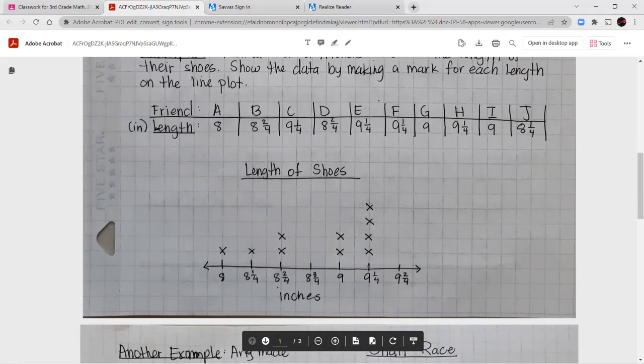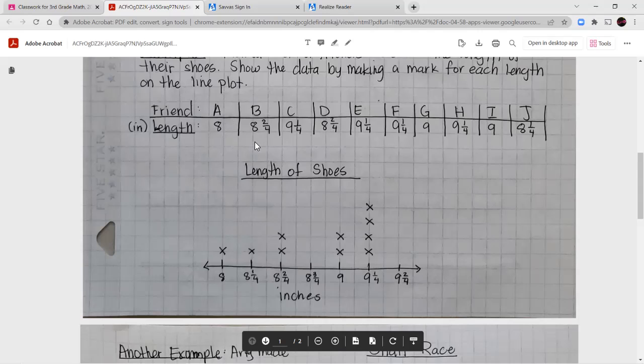So I started my line plot at 8 and I went out to 9 2/4. I put a title, the length of the shoes. I put the scale and units that I'm using as inches. My number line is evenly spaced. And then I started putting in my data points.